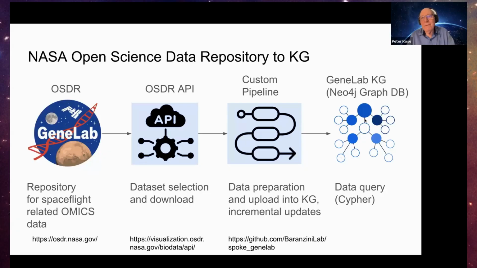And as a knowledge graph database system, we use a property graph called Neo4j. So those data are loaded into a Neo4j knowledge graph, and that can be queried with a query language called Cypher, which I'll show you in a minute or so.